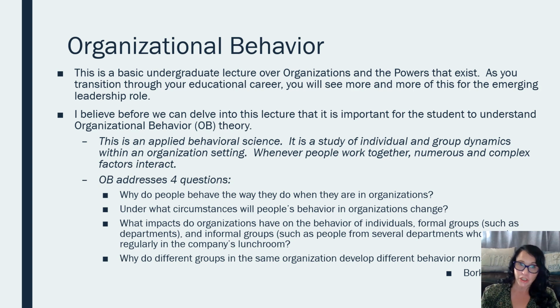OB addresses four questions. Why do people behave the way that they do when they are in organizations? Under what circumstances will people's behavior in organizations change? What impacts do organizations have on the behavior of individuals, formal groups such as departments, and informal groups such as people from several departments who meet regularly in the company's lunchroom, although in this COVID world, there is not a lunchroom that we all meet up in? Why do different groups in the same organization develop different behavioral norms?